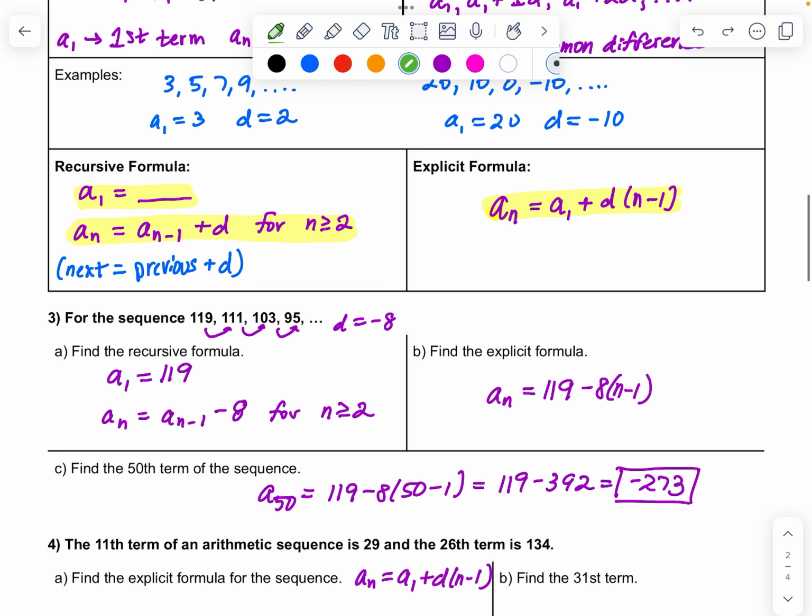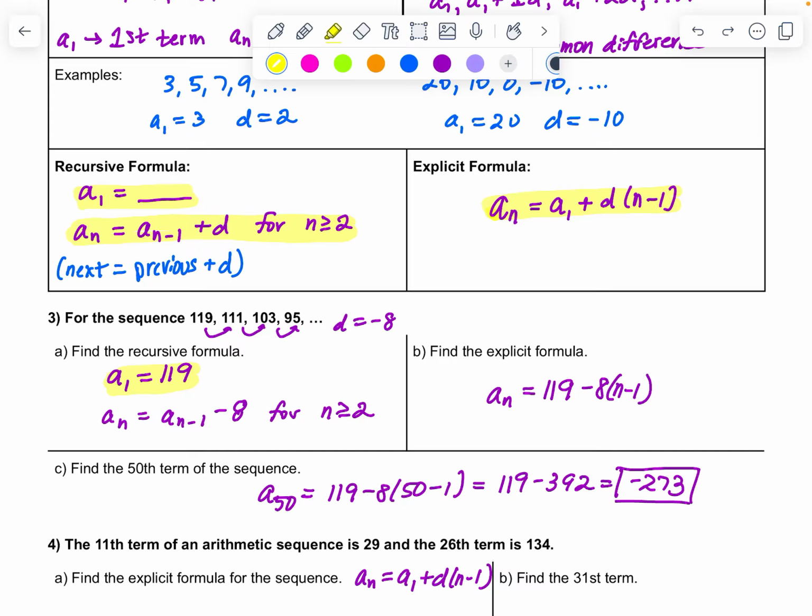Okay, so this next example, I do have it filled in already. Our pattern is minus 8. For the recursive formula, we always set the first term. The first term is 119, or a sub 1 is 119. And then our recursive formula would be a sub n equals a sub n minus 1 minus 8 for all n greater than or equal to 2, because recursive doesn't work on the first term since you don't have a previous term.